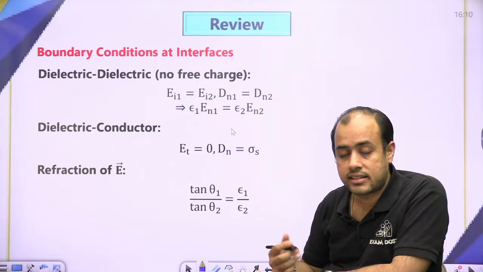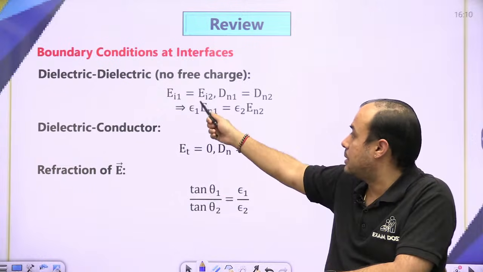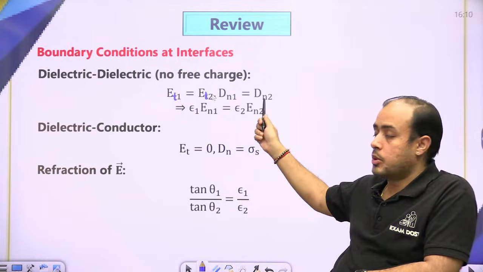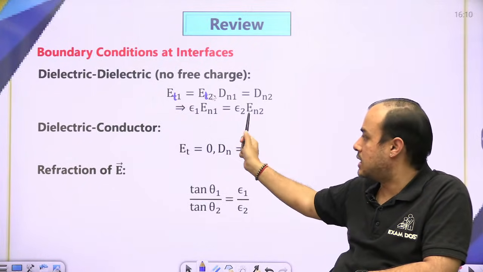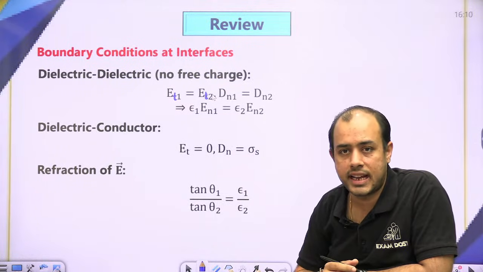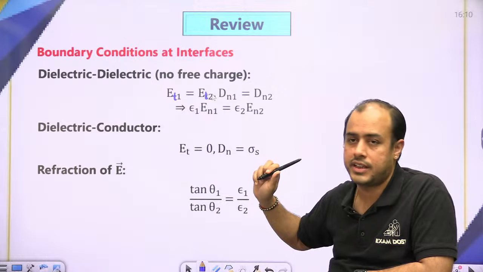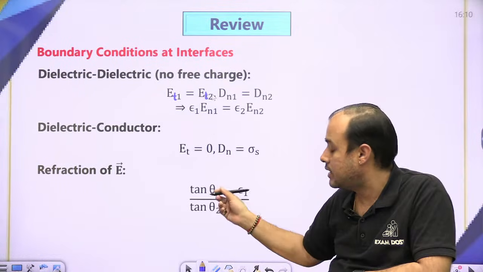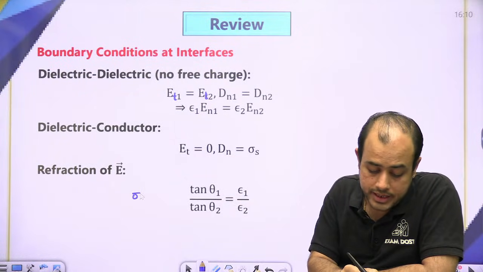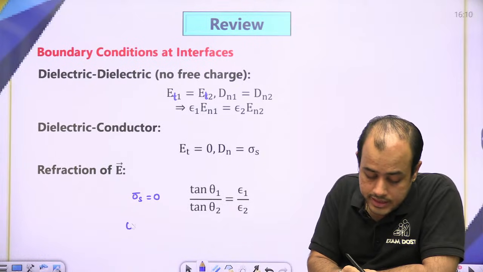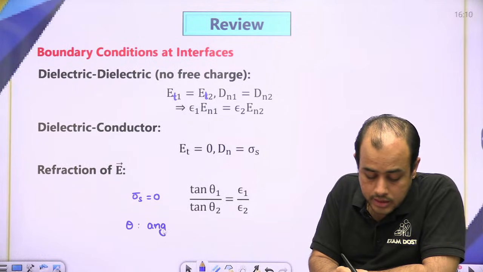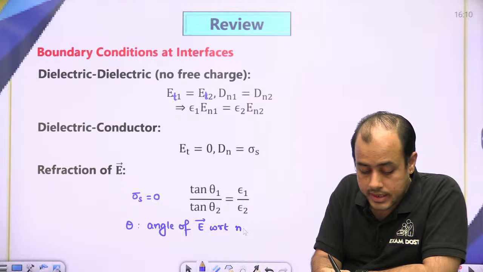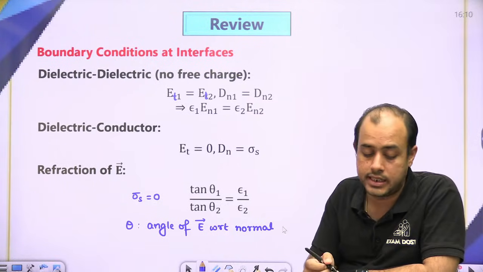When the dielectric interface is taken, the tangential component of electric field is the same in both dielectrics, and the normal component of flux density is the same. Flux density is epsilon into E. At the interface of dielectric and conductor, the tangential component of E is 0 and the normal component of D is sigma S, which is the surface charge density. And this is the relation, tan theta 1 by tan theta 2, when sigma S is 0. Theta is the angle of E with respect to the normal. How much is the angle with respect to the normal? Theta 1 and theta 2.